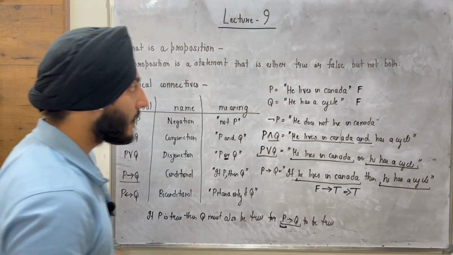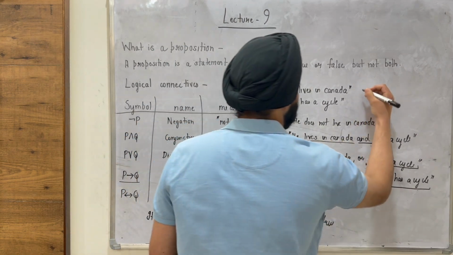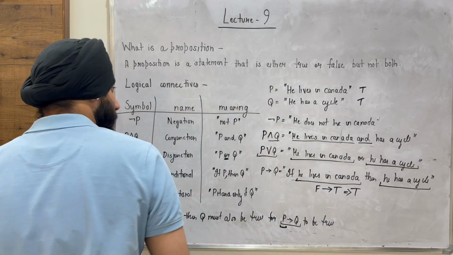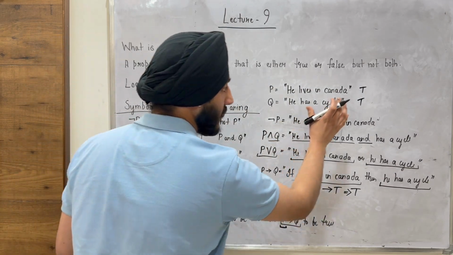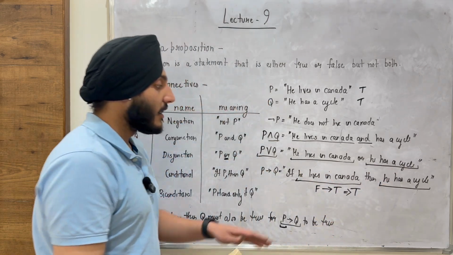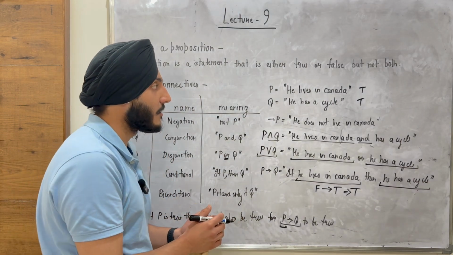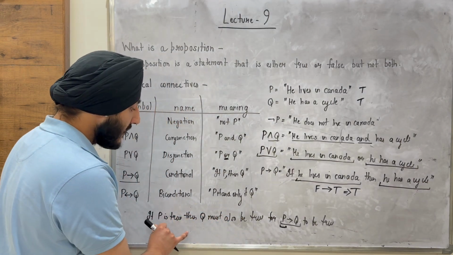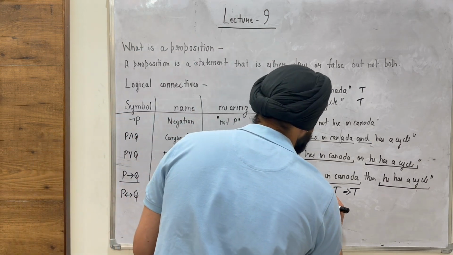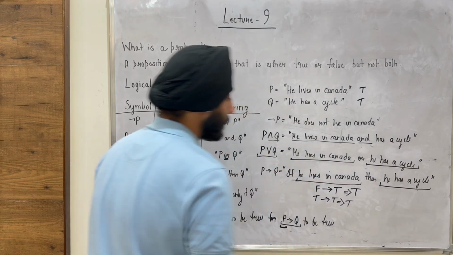Now let's take a look at another example. What if both of them were true? If both of these conditions are true, that means he lives in Canada, then he has a cycle, then our entire condition is going to be true again. Because that's the basic thing we consider. We know if P is true, then Q must also be true. And if this is true, then our entire condition is going to be true as well.